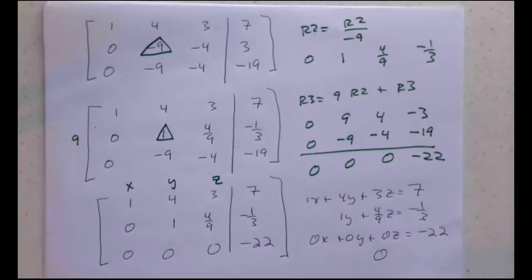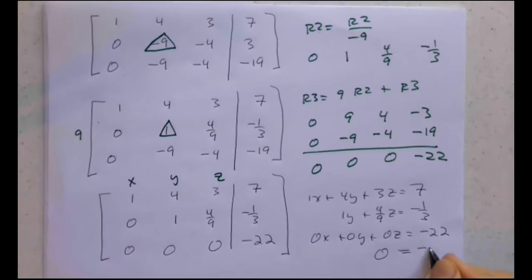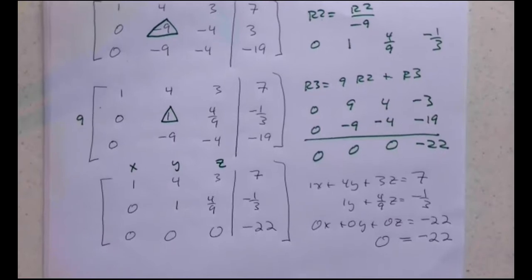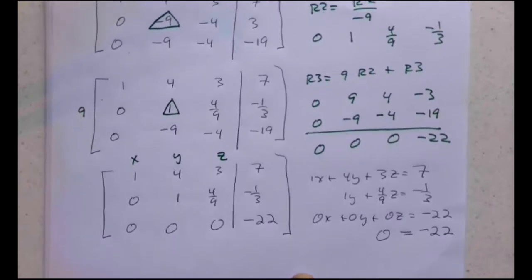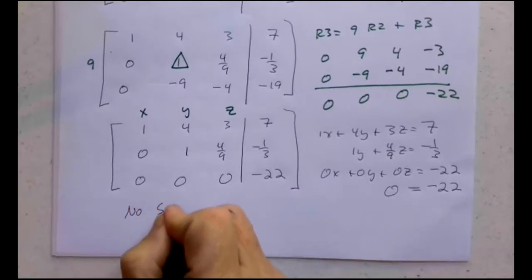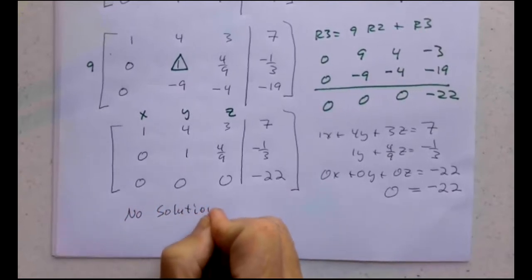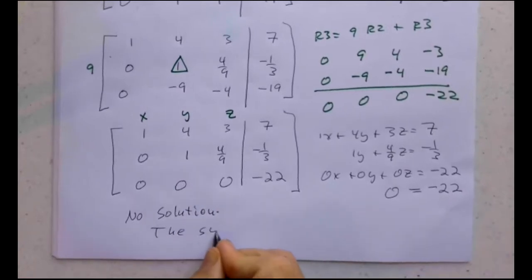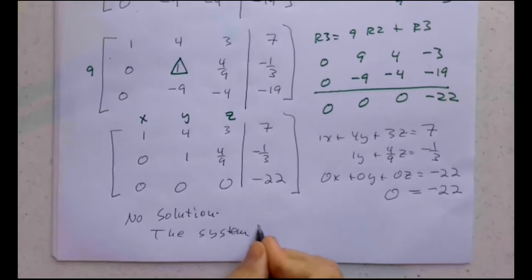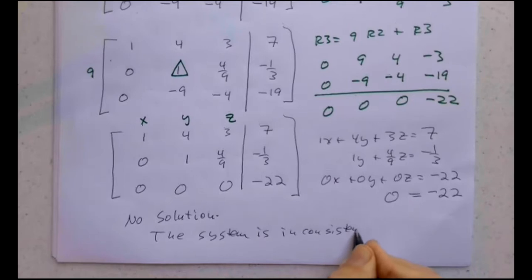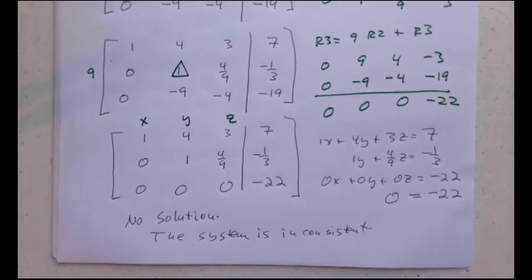If that's the case, what do we conclude? 0 equals -22. Does 0 equal -22? That is ridiculous. So that tells us that there is no solution, which means, of course, that the system is inconsistent. So we have 3 planes. They do not intersect in a single point.